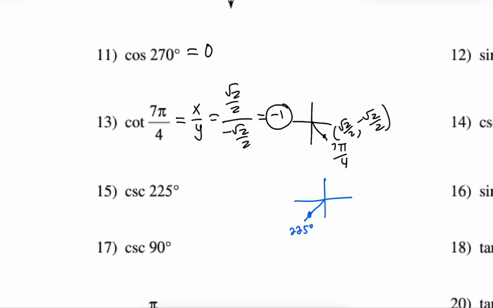So make me a little picture. The point there is the same thing, but both of them are negative. So it's negative square root of 2 over 2, negative square root of 2 over 2. Okay.